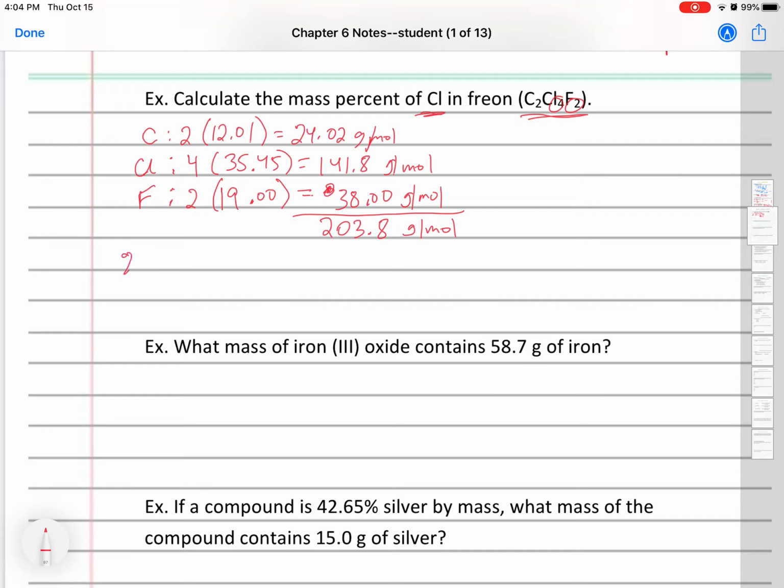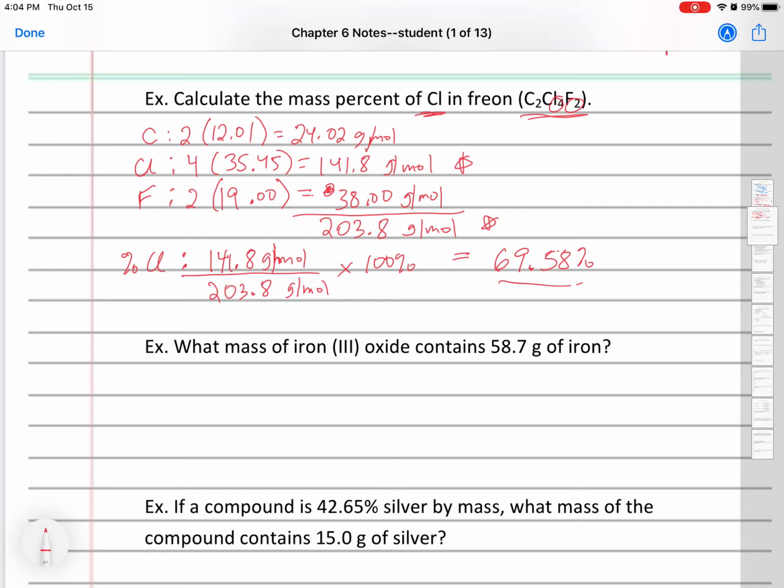So the percent chlorine is going to be the total mass of chlorine in this molecule, which is 141.8 grams per mole, divided by the total mass of the formula, 203.8 grams per mole, times 100%. And this turns out to be 69.58%. I'm using 4 sig figs in my answer because I used 4 sig figs from the periodic table. All right, the next example.